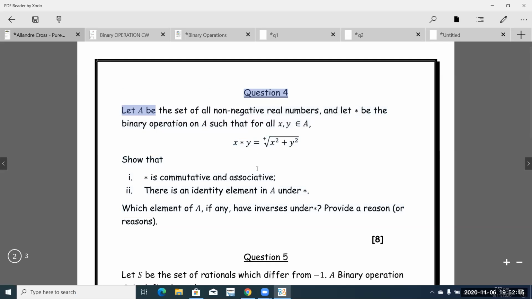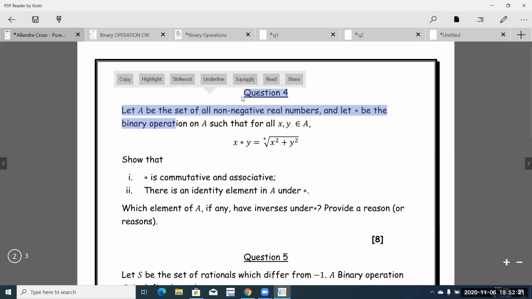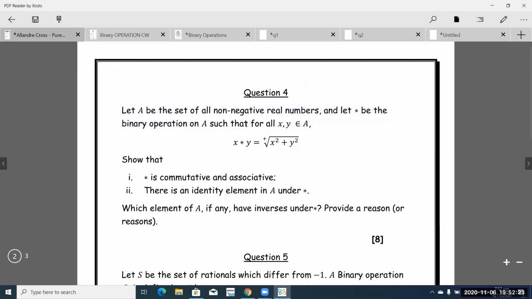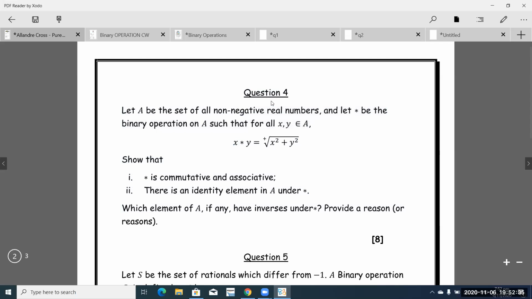So I'm getting rid of this one. Question 4.